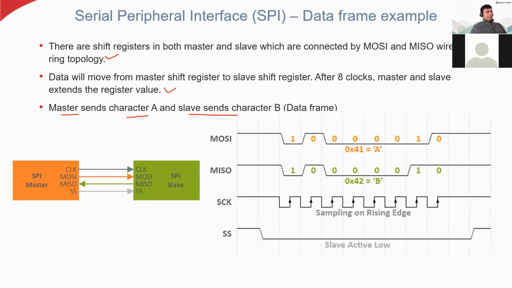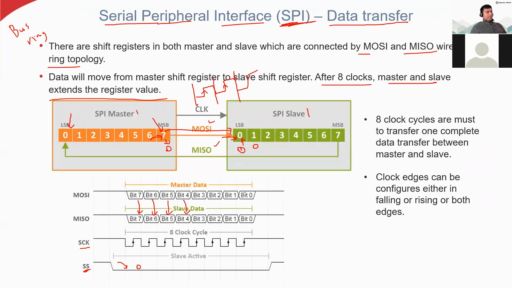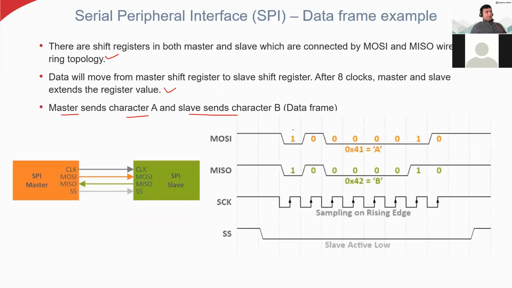So what is the difference here? Here we are seeing the example of the data frame. So always we have the start bit and stop bit. Anyway, start and stop bits are not important here now. Here we are seeing how we are transferring the data. So the master is transmitting, the MOSI is transmitting character A, ASCII character. If you convert into binary value, it will be like this.